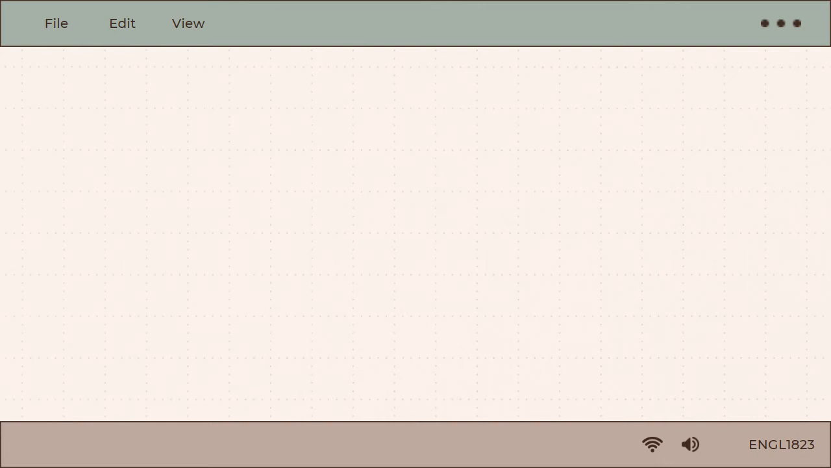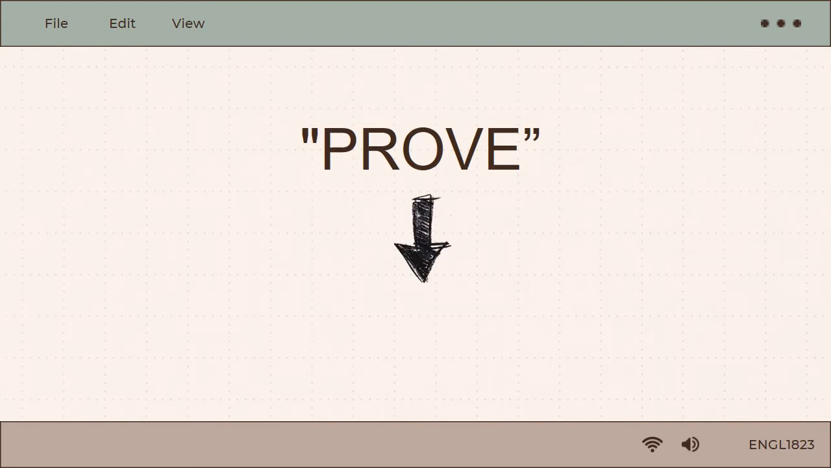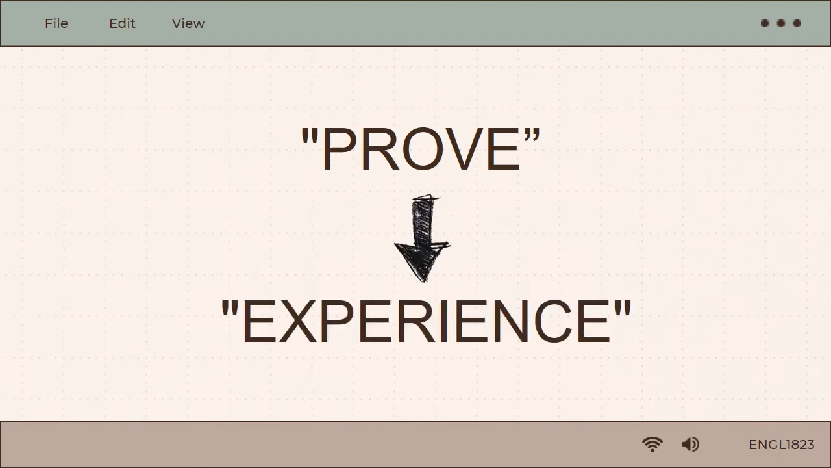First, let's take care of the wording. "Prove" is Renaissance speak for "experience." So the line is saying that if the speaker's love will come, the two of them can experience the pleasures of their new home together.